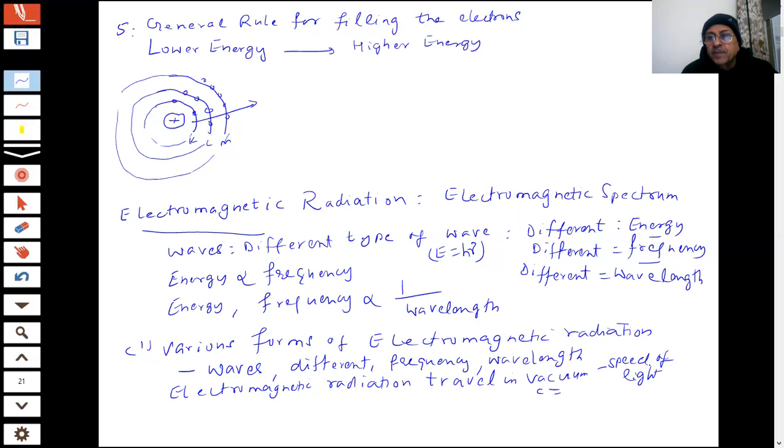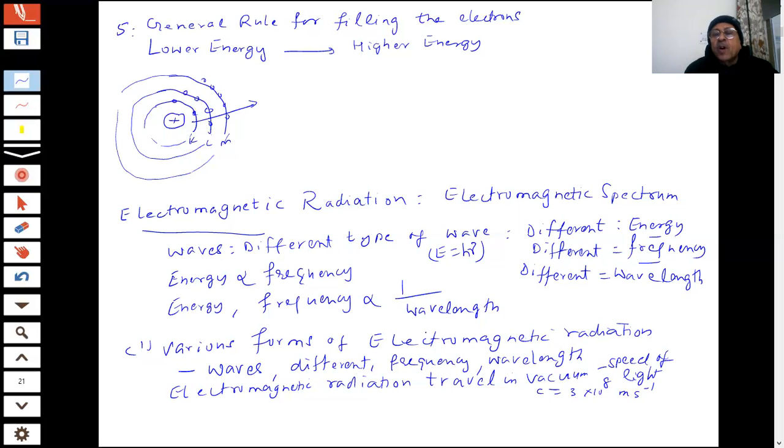Speed of light is 2.9 into 10... You can write 3 into 10, or 3.3 into 10 to the power 8. Give me the units also. Without that, it has no meaning. 3 into 10 to the power 8 meter per second.